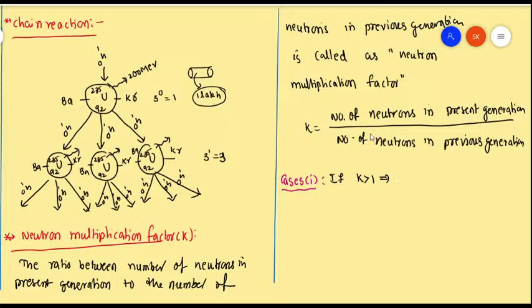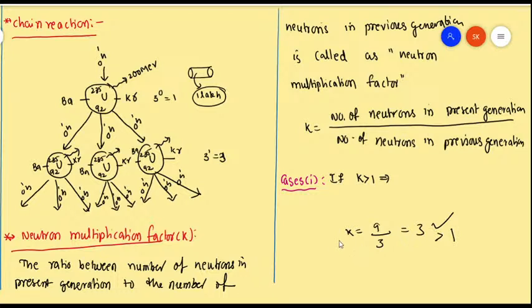If k greater than 1, the number of neutrons in the present generation is greater than the number of neutrons in the previous generation. What is the present generation? You see here, we will take this as the present generation and this is the previous generation. In the present generation, how many neutrons are released here? 9 neutrons released. 1, 2, 3, 4, 5, 6, 7, 8, 9. In the previous generation, how many neutrons were released? 3 neutrons. That means now you can find k. The number of neutrons in the present generation is 9, the previous generation is 3. Total we got 3. This is greater than 1.